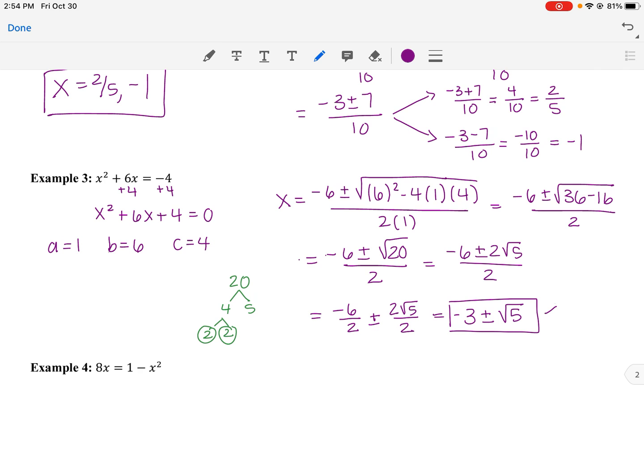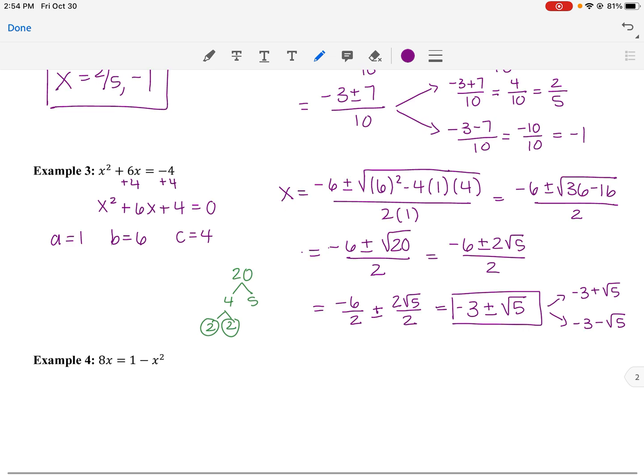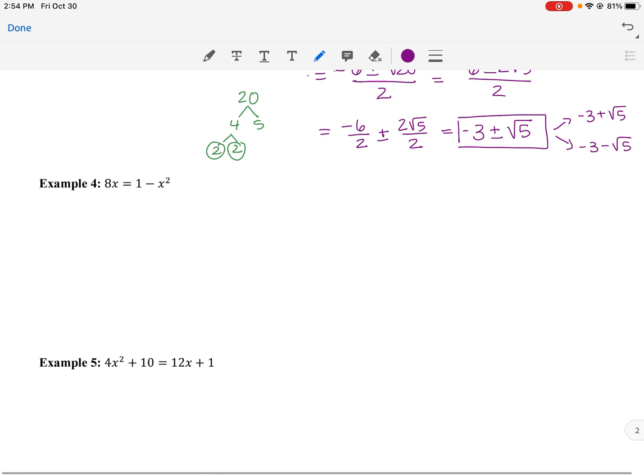You can separate it if you want into two different parts: -3 plus the square root of 5, and then the other answer is -3 minus the square root of 5. Okay, we got a few more to do.